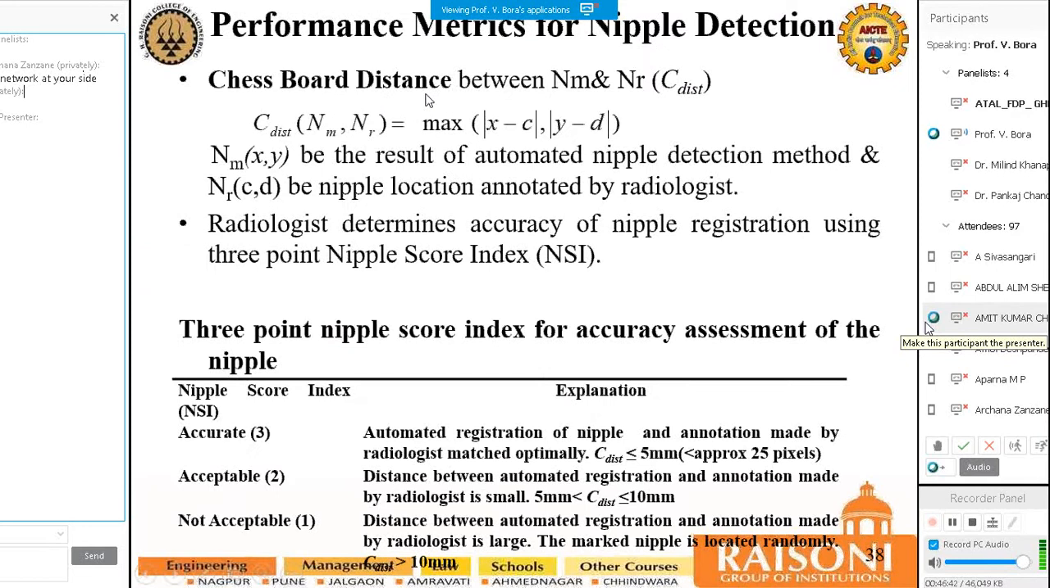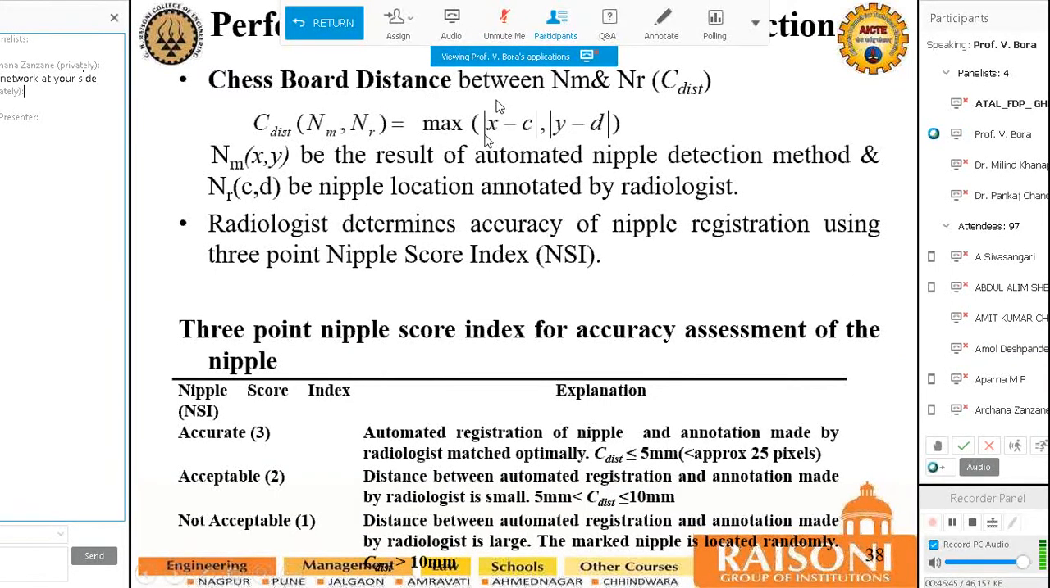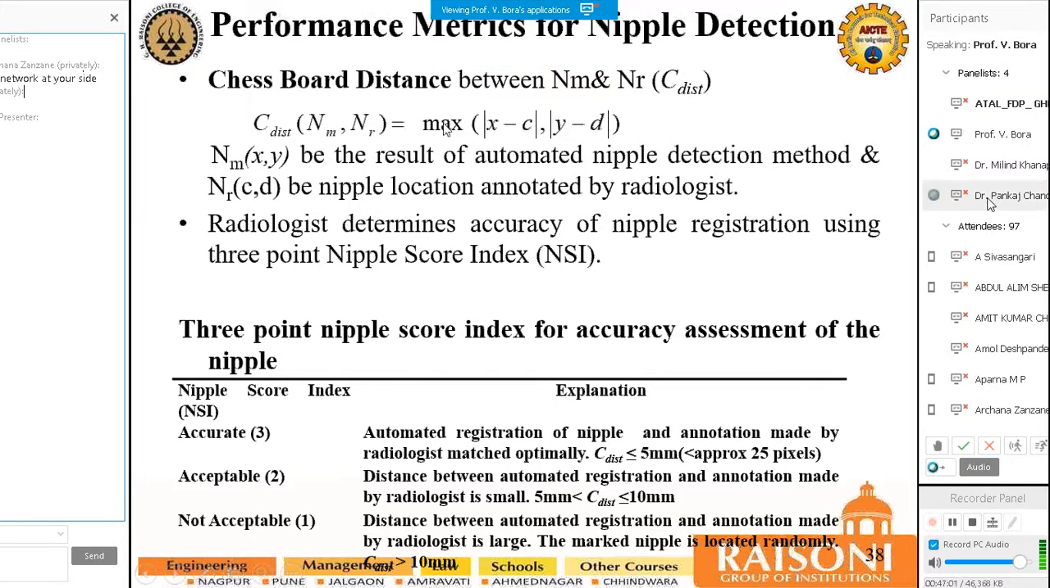Then, for the nipple detection, the performance metric was the Chebyshev distance. It is nothing but the maximum of X minus C. Now, what are NM and NR? NM is the location automated by the proposed method, and NR is the radiologist annotated location. So these are the 2 locations, like X, Y, and C, D. If you find the distance, X minus C and Y minus D, the maximum of that is what we call the Chebyshev distance. And based on this, the index was calculated. So that is the nipple score index, NSI.